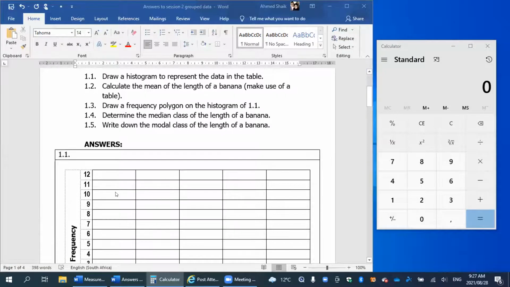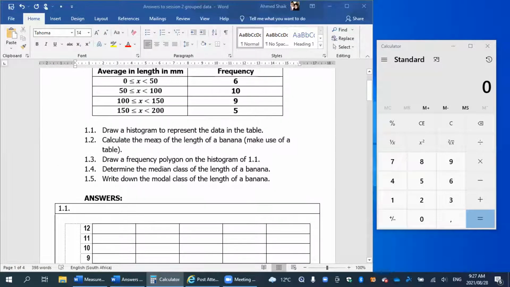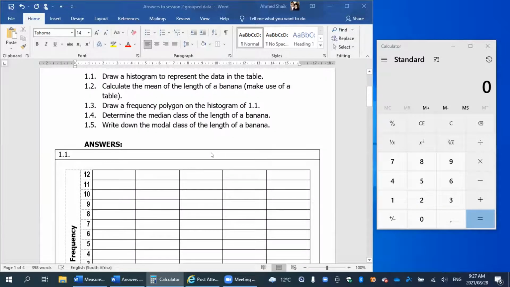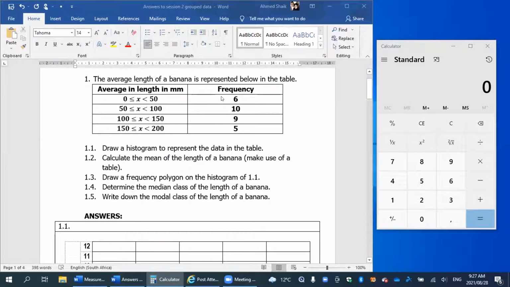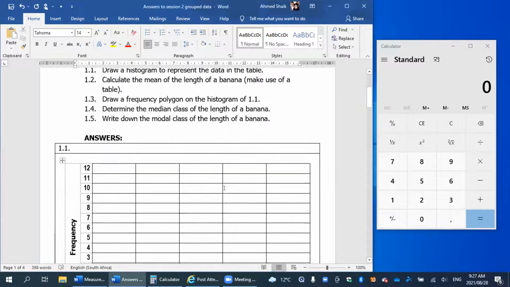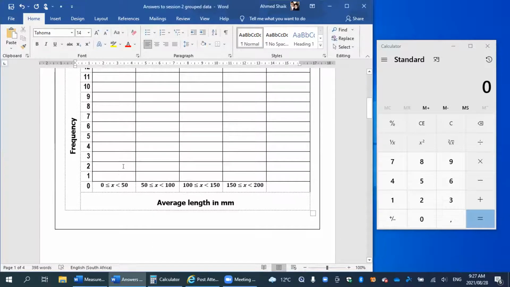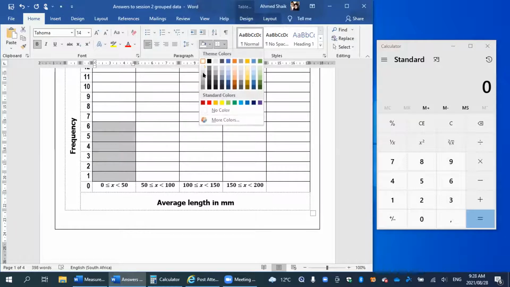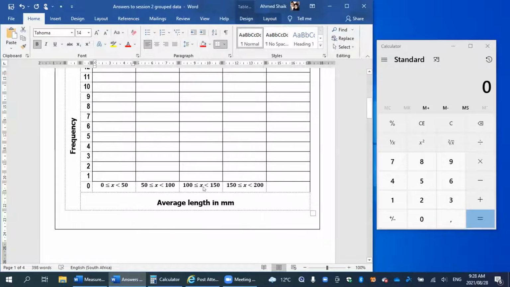Okay, so I've made up a template already, and we're going to enter our frequency values into our histogram bars. And our first interval is from 0 less than or equal to x, which is less than 50, and it had a frequency of 6. So I'm going to go and highlight from 0 to 6. Let's make that red.